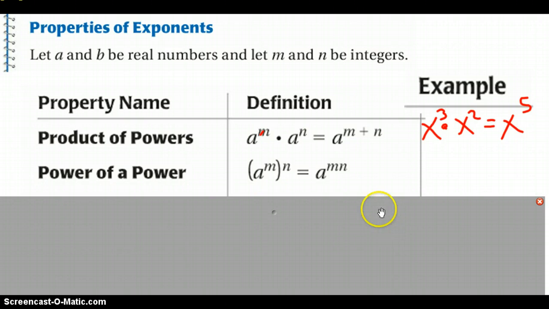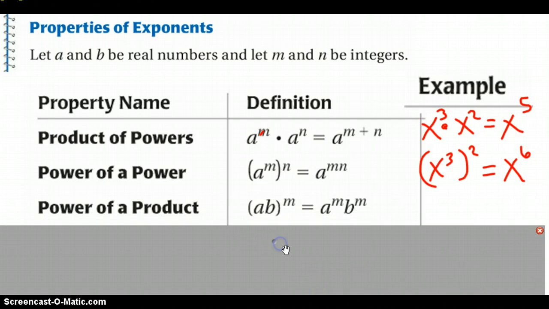The power of a power, a lot of people get those two mixed up. When your exponents are close to each other, just remember that when two numbers are close to each other with no symbol, you multiply. So for example, x cubed to the 2nd power, so again the numbers are close to each other, you multiply the exponents.